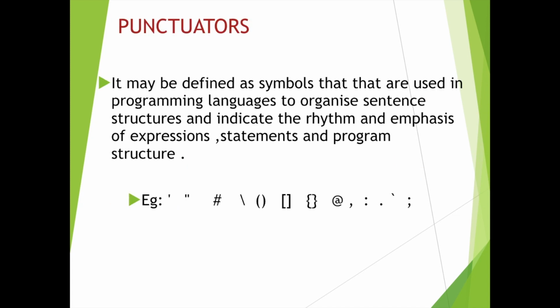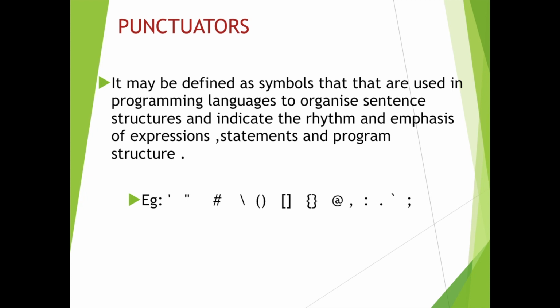Next, we go to the last type of token, which is the punctuators. So, what are punctuators? These may be defined as symbols that are used in programming languages to organize sentence structures and indicate the rhythm and emphasis of expressions, statements, and program structures. In the English language, you use different punctuation symbols like full stop, comma, and exclamation marks. They are used to indicate the emphasis, rhythm, or expression of a sentence. Similarly, different types of punctuators are also used in Python.